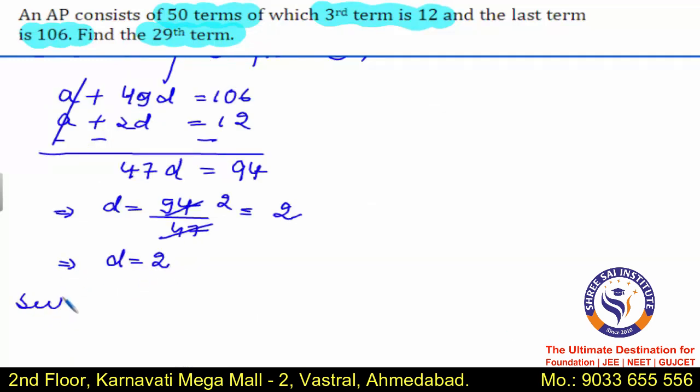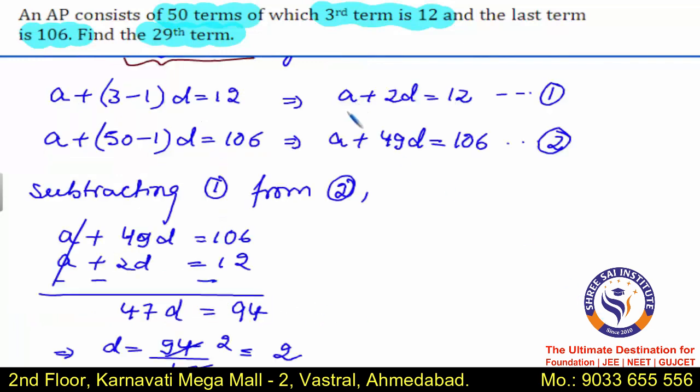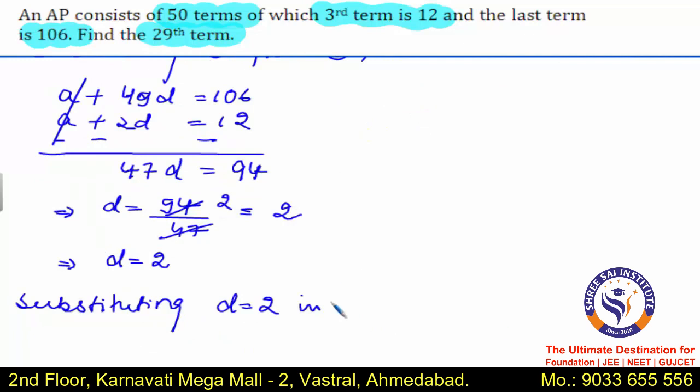Now substituting the value of D in equation 1, which is A plus 2D is equal to 12.